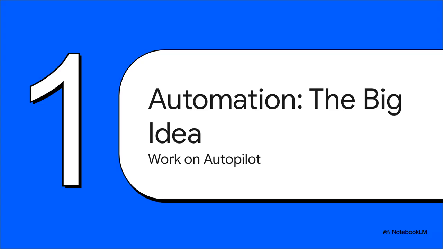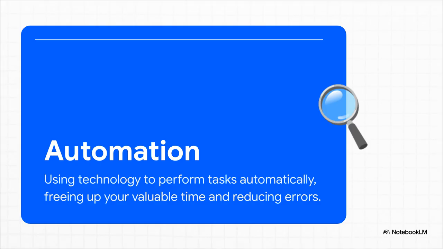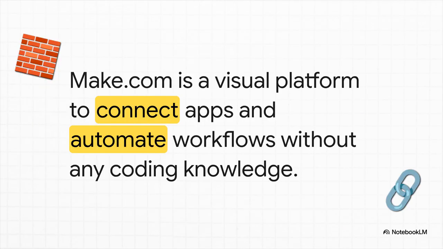This is really where the game changes. It's where we stop doing the repetitive work and we start designing the systems that do the work for us. At its core, automation is actually pretty simple. It's just using technology to do tasks automatically. And the two big wins here are huge. First, you get your valuable time back to focus on what matters. And second, you basically eliminate all those little human errors that inevitably creep in when you're doing the same thing 100 times.